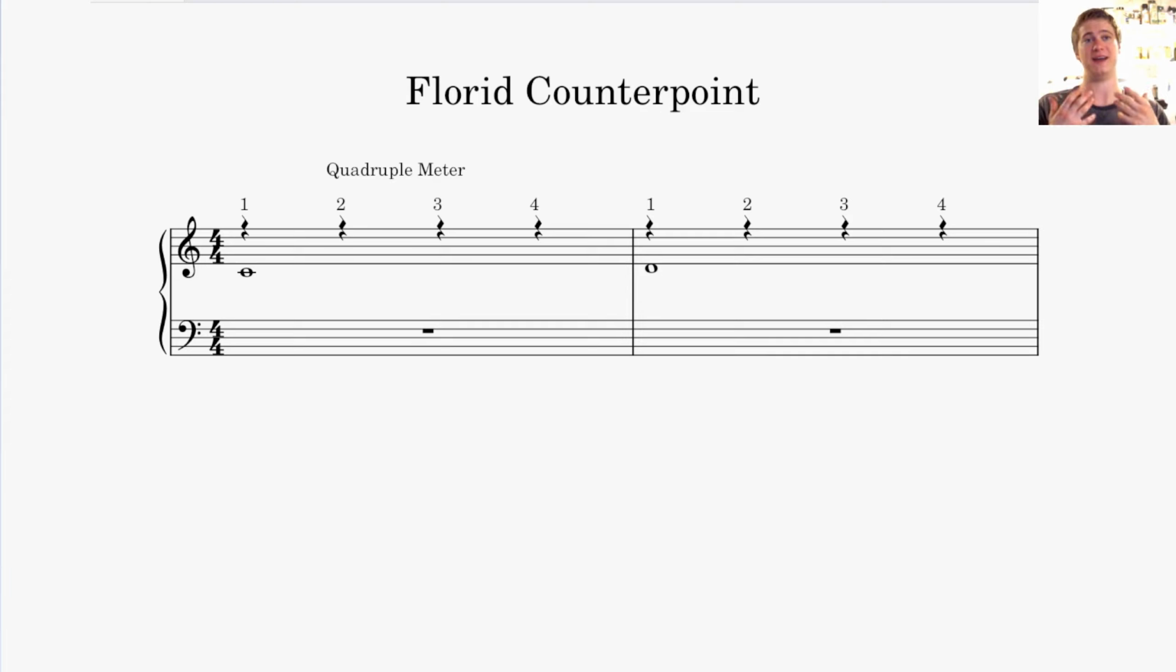We're going to be combining everything that we learned in the species counterpoint videos. This is usually called Florid Counterpoint. Here, every rhythmic ratio is able to be used, along with all three types of voice-leading dissonance.